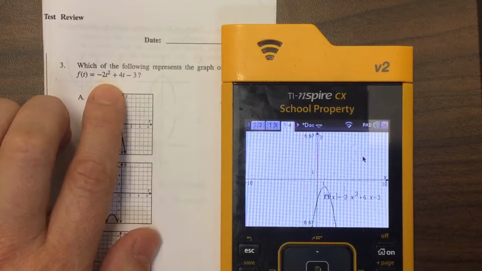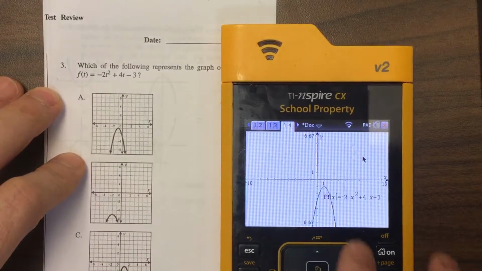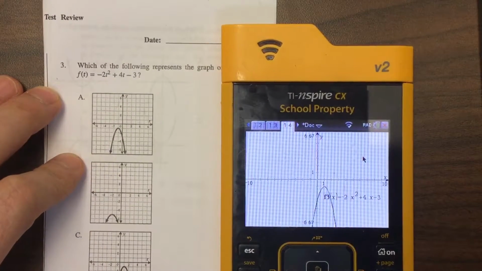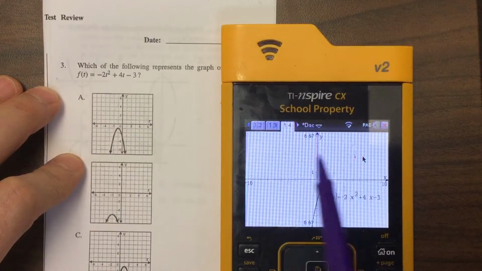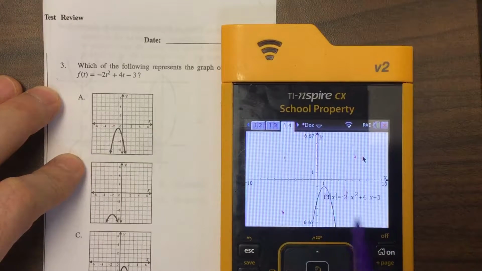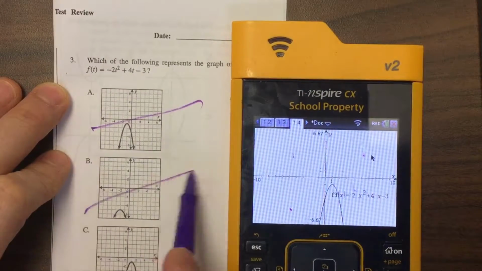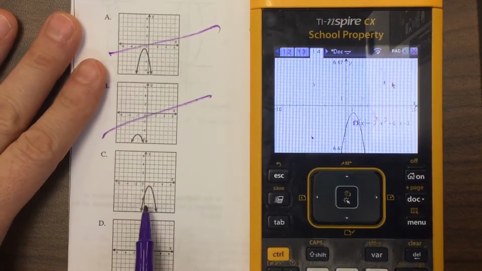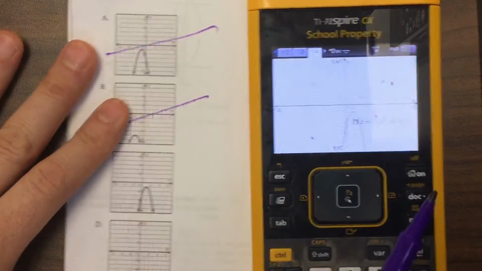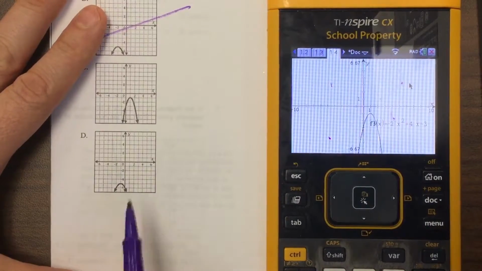There's the graph. So it's going downwards. It's in the 4th quadrant. My quadrants are numbered 1, 2, 3, 4. So I'm looking over here, going downwards. This one's in the wrong quadrant. That one's in the wrong quadrant. This one looks just like it. That's probably the answer. And that one is in the wrong quadrant.